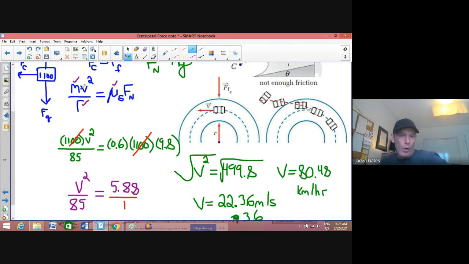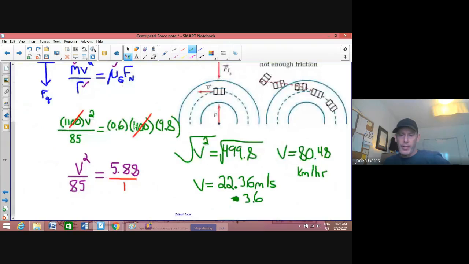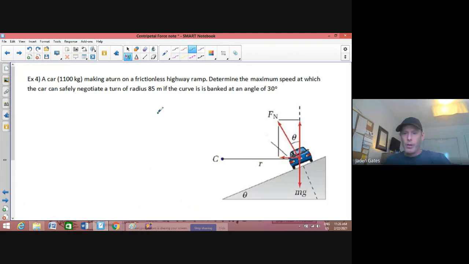Now, I'm not going to do this example. I would do it if we were in a face-to-face class, not a virtual class, but I do want to show you this. Here's what they would do: you would bank it. This is why they bank things. Not only would friction be working for you, but you would have a component of gravity that would also help you out. The more it's banked, the more gravity you would have, and that means more centripetal force, because you would have a part of gravity going this way.